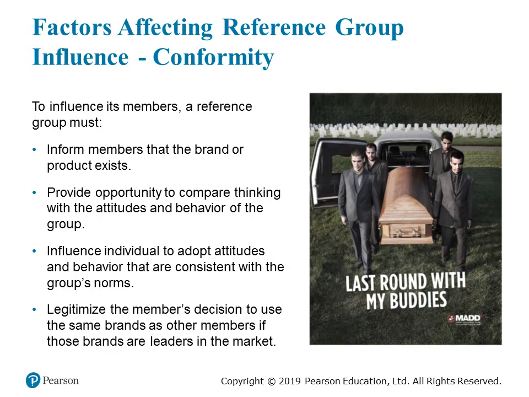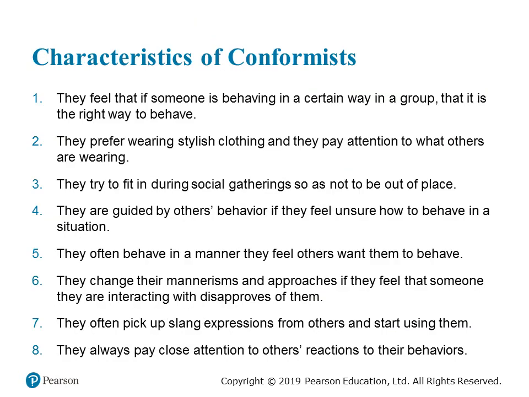Factors affecting reference groups: conformity. It is in front of you, you can read it, because we explained before the meaning of conformity, and the features of people who would like to follow others, who are conformists. Also, characteristics of conformists: they feel that if someone is behaving in a certain way in a group, that is the right way to behave. You can read it, it is available in your text as well. We had an idea about conformity in the previous chapter.